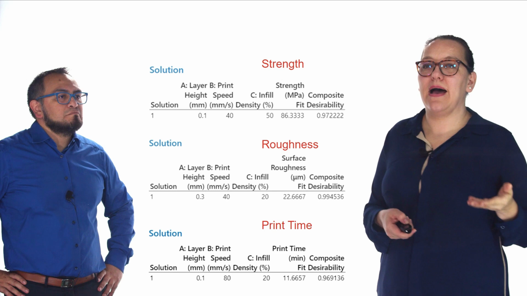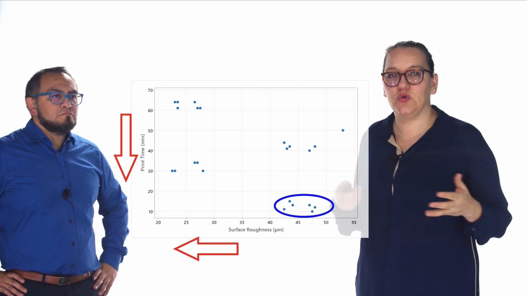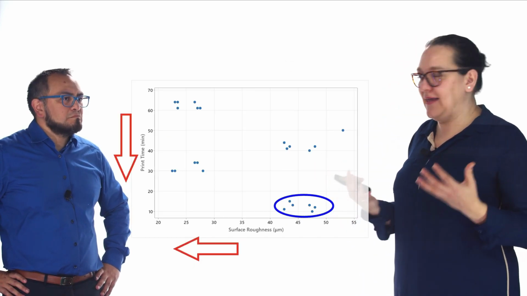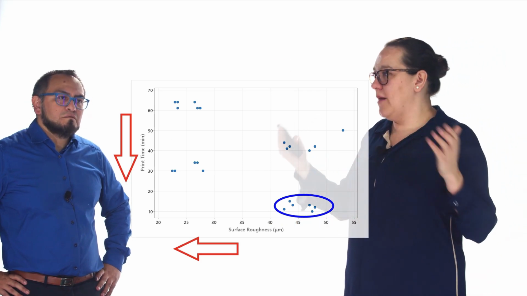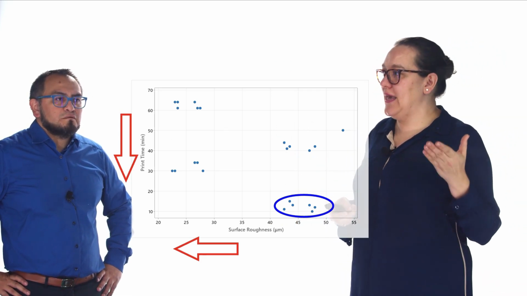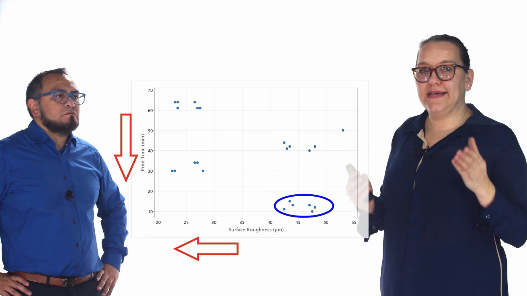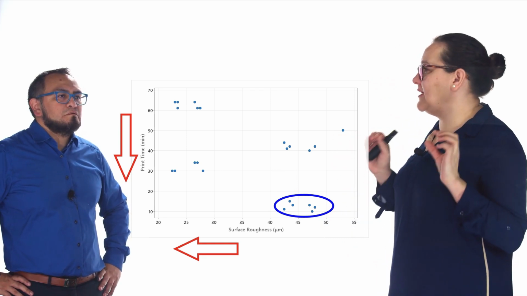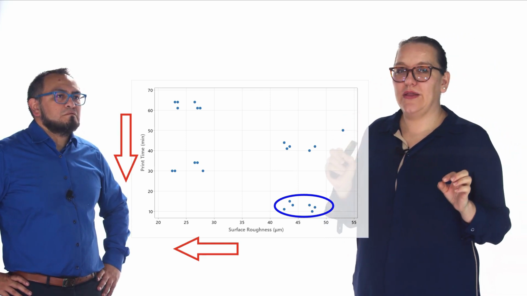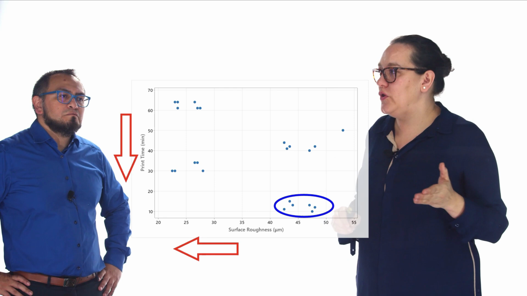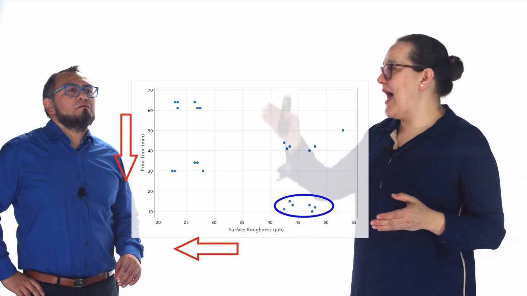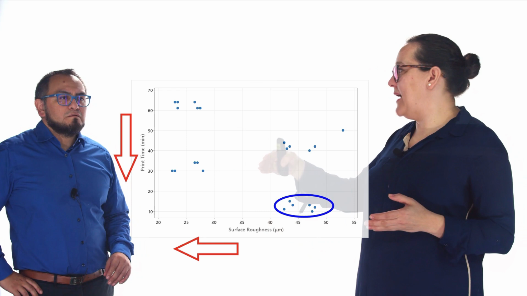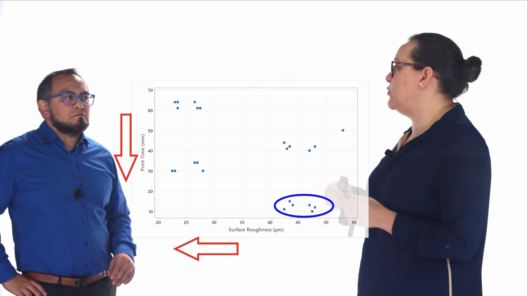But I made a plot for you to show that we cannot get a unique solution to optimize the three objectives. Here, what we have is the 24 runs of the experiment. Each of these points is one of the prototypes that you produced, and we have surface roughness on the x-axis and print time on the y-axis. Both of them we wanted to minimize.